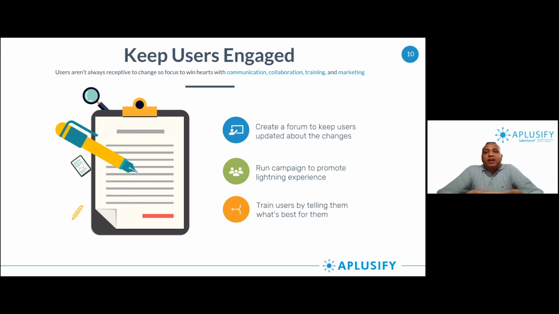They are getting themselves trained, and you can run different training campaigns as well by telling them, like, you are a sales user, you want to see that lead, this is how you can see it. You are from the marketing team, you want to know the information of your prospect, this is how you can do it. This is the feature which was not there in Classic before, and this is what is there in Lightning. So maintain that communication with the users and keep them trained continuously.